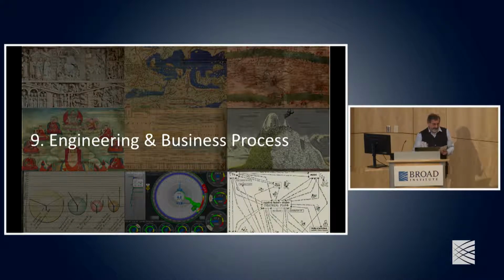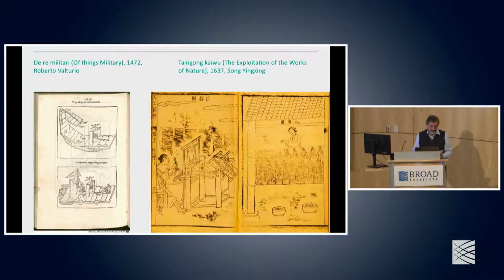The last group here is engineering and business process, and I've grouped them together because they share similar function and similar visual language. Pre-industrial descriptions of machines, such as this military device on the left and these methods for exploiting silk on the right, are essentially, as I've said, descriptive. The reproduction of the machine was not the intent of the design. The reproduction of the machine was the task of craftspeople who had the tools and the skills and the knowledge to reproduce whatever they needed.